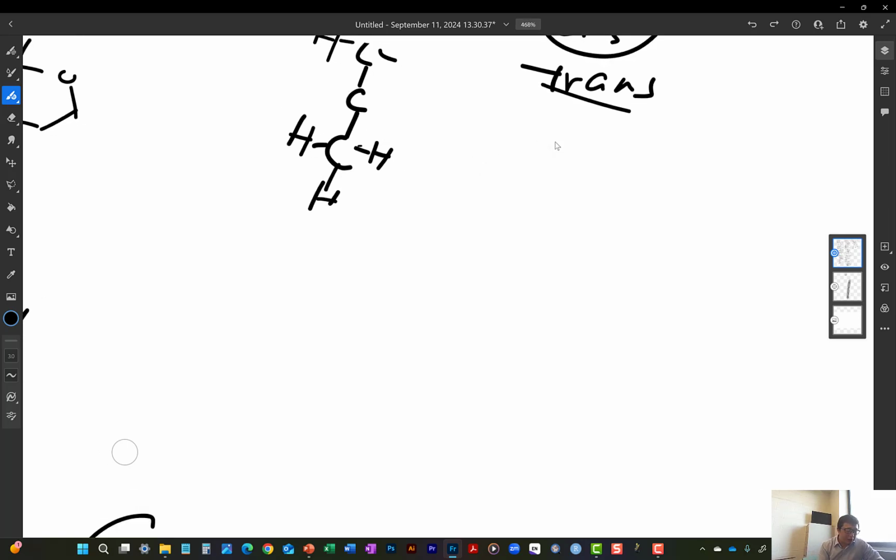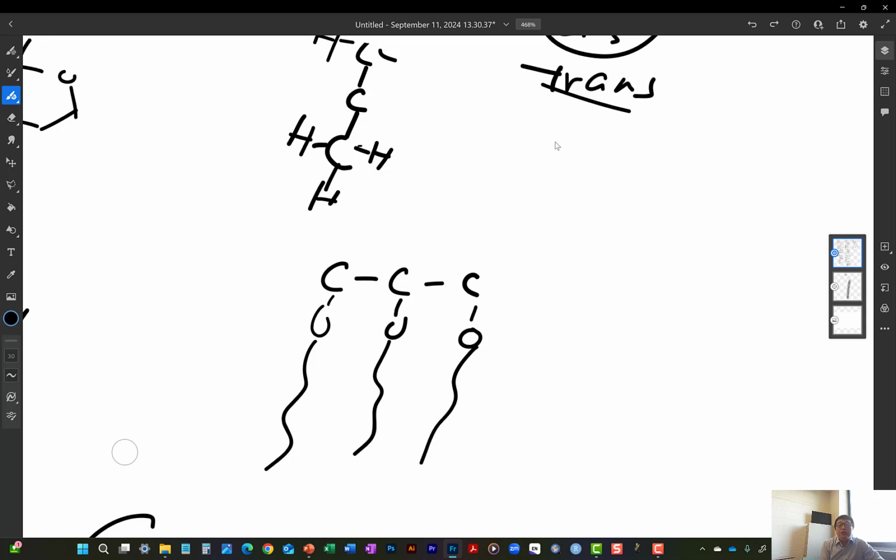So what is a triglyceride? A triglyceride is built on glycerol. Glycerol has 3 carbons. Each carbon carries a hydroxyl group, and this hydroxyl group can react with the carboxylic group of a fatty acid, so it carries one, then another. So this is a triglyceride.